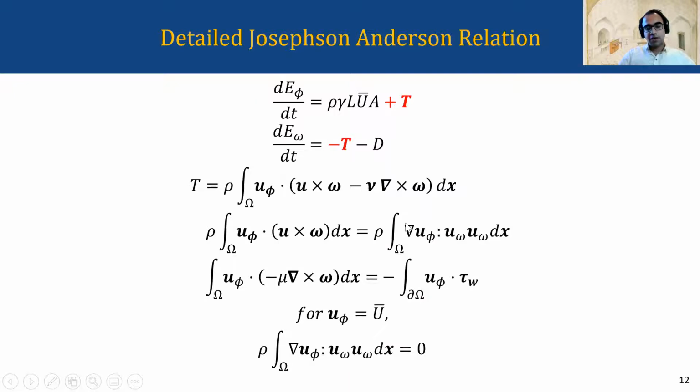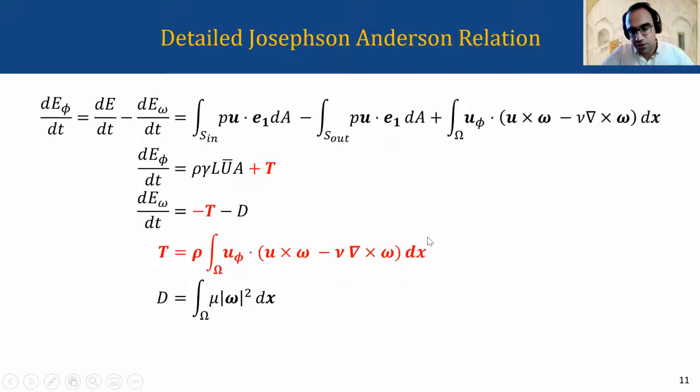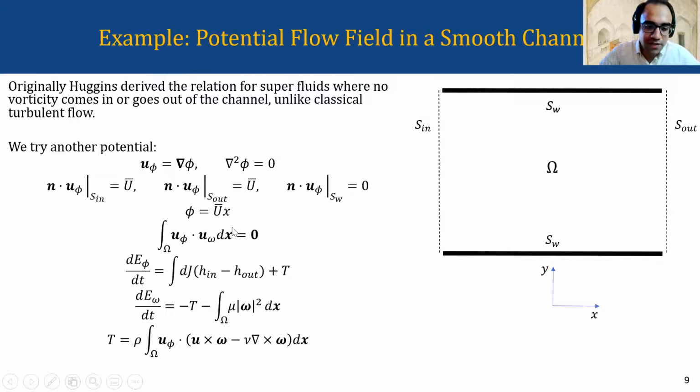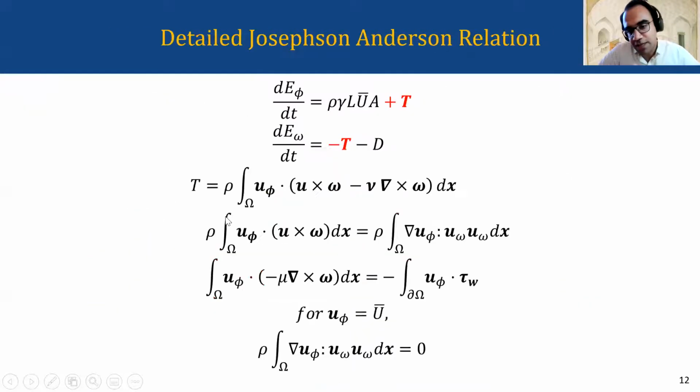And for the case of the smooth channel, you see that this relation is always true. You can always write the left-hand side as this right-hand side. For the case of the smooth channel, U phi is constant, as we had seen. So if you remember, U phi is just equal to U bar. And because of that, this term is 0 if you integrate it over the whole domain.